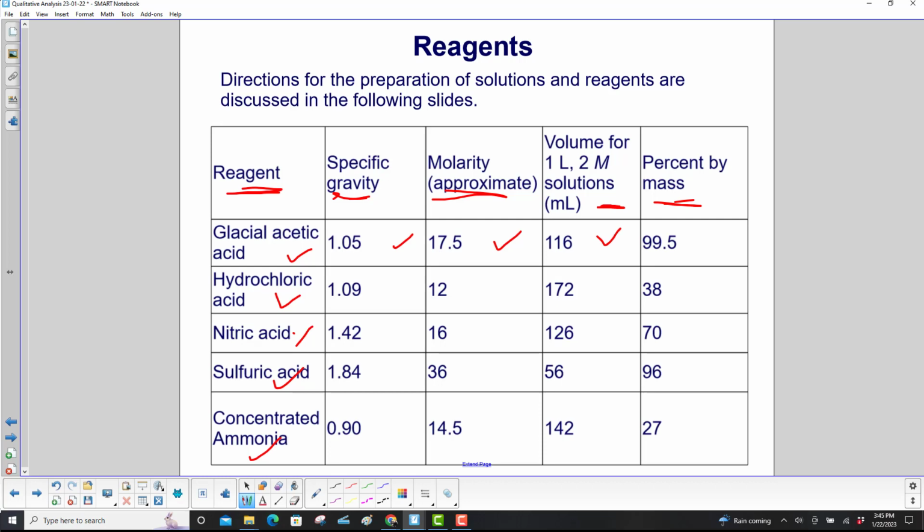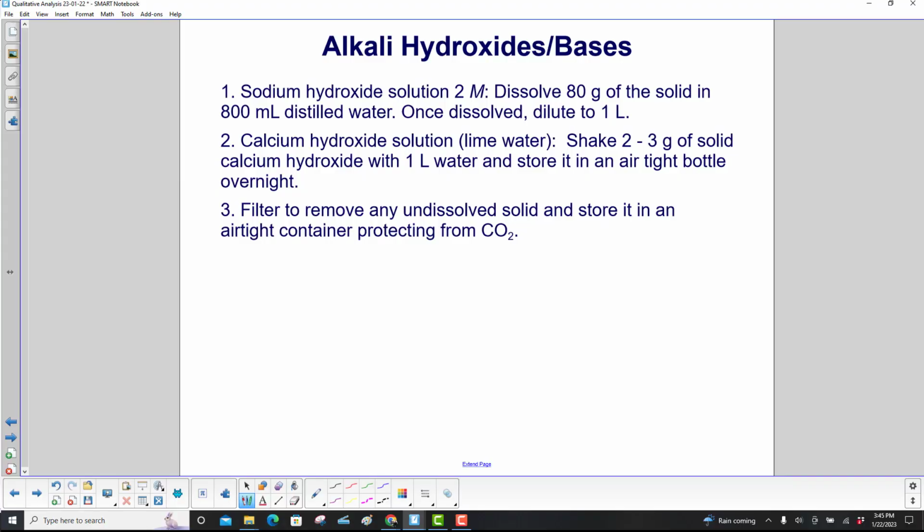The volume starting at 116, 172, 126, 56, and 142. And finally, the percent by mass, 99.5, 38, 70, 96, and 27. Alkali hydroxides and bases. Number 1, sodium hydroxide solution 2 molar. Dissolve 80 grams of the solid in 800 milliliters distilled water. Once dissolved, dilute to 1 liter.